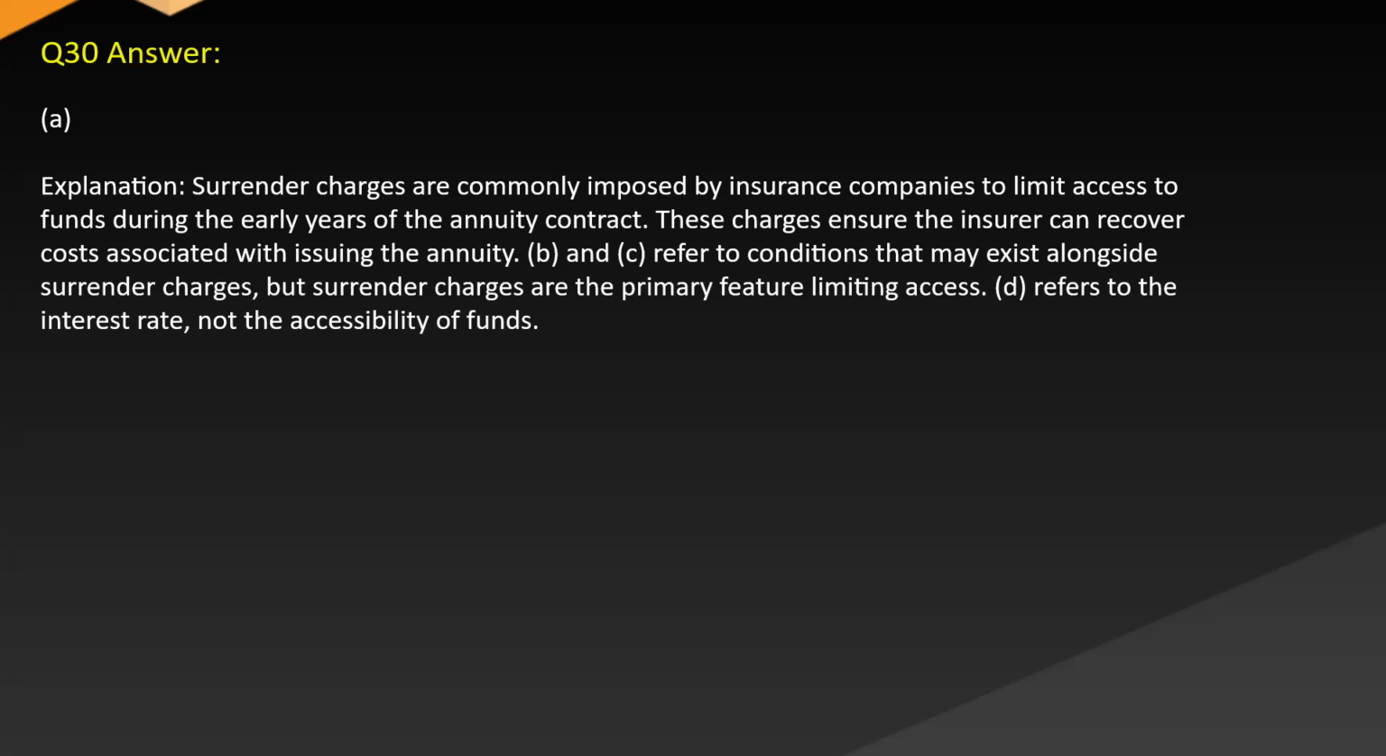Answer A. Explanation. Surrender charges are commonly imposed by insurance companies to limit access to funds during the early years of the annuity contract. These charges ensure the insurer can recover costs associated with issuing the annuity. B and C refer to conditions that may exist alongside surrender charges, but surrender charges are the primary feature limiting access. D refers to the interest rate, not the accessibility of funds.